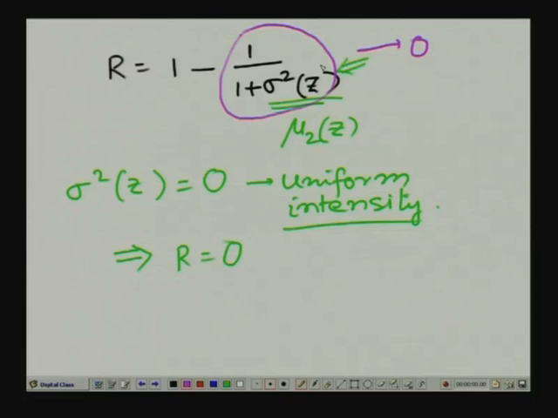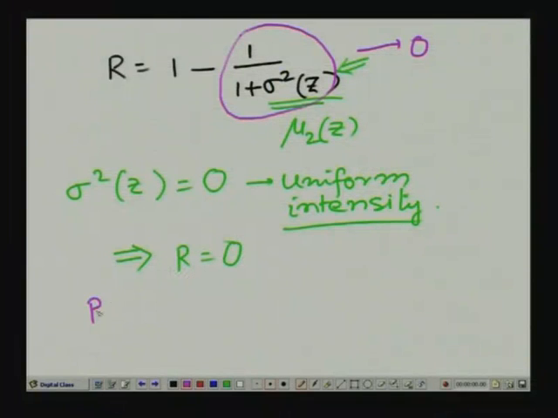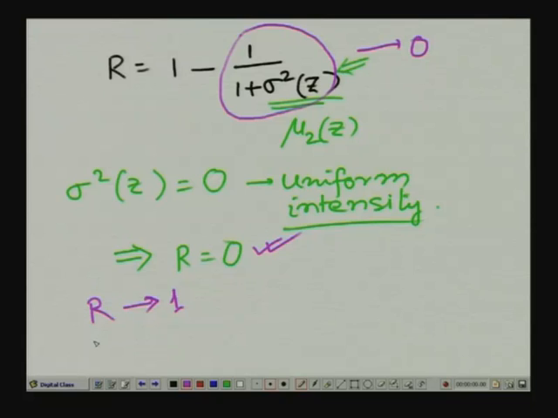As you increase sigma square z more and more, the value of this quantity 1 upon 1 plus sigma square z tends to be 0. So, as the surface becomes more rough, in the sense there is more variation of intensity values in the image, the value of R tends to be 1. So, for a completely uniform surface, we have value of R equal to 0, whereas for a rough surface, depending upon the degree of roughness or the degree of variation of intensity values, the value of R increases and it reaches a maximum value equal to 1. So, it is the value of this particular descriptor R which is very important, which captures the variation of the intensity values in a given texture.